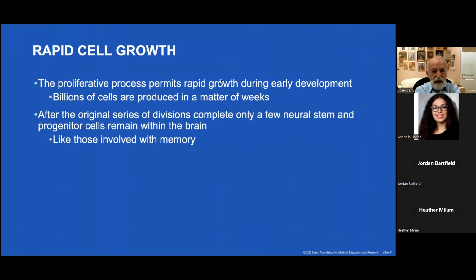The proliferative process permits rapid cell growth during early development. Billions of cells are produced in a matter of weeks. And after the original series of divisions is complete, only a few neural stem cells and progenitor cells remain within the brain, like those involved with memory.